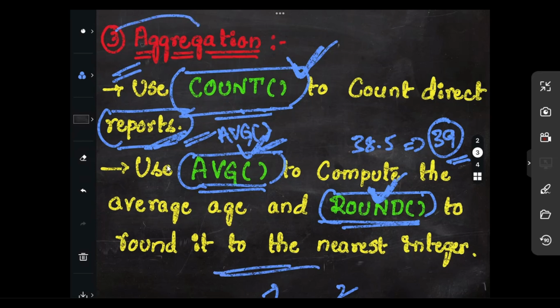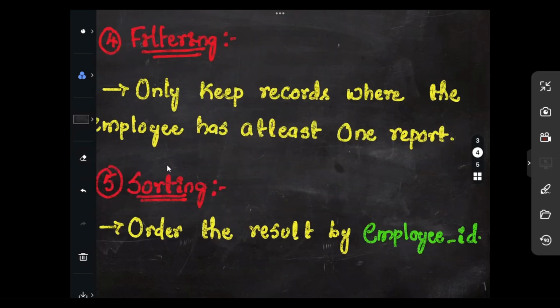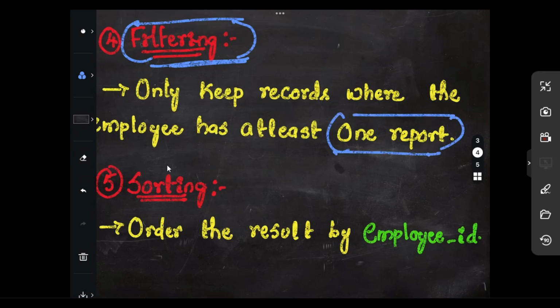This is the third step, nothing but aggregation. In simple terms, we call this aggregation, right? Let's move on with the fourth step here, filtering. Filtering is easy. Basically what we do here is we keep the records where the employee has at least one report. So in this case, we ignored Winston. I'll go with the third one, right? Winston, we ignored because Winston didn't have any direct reports.